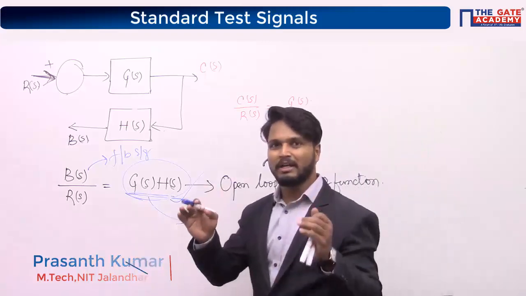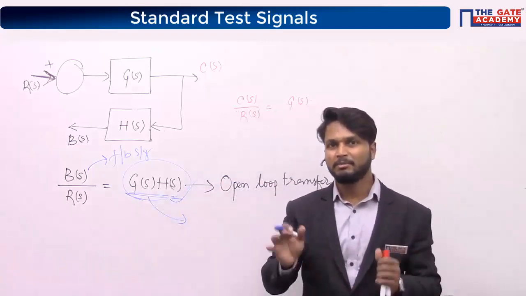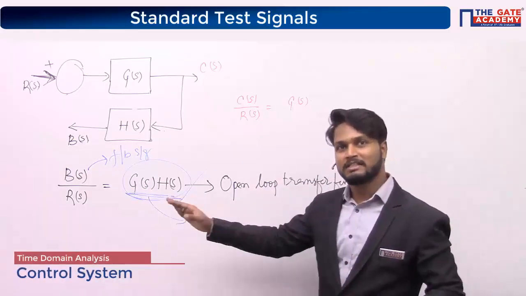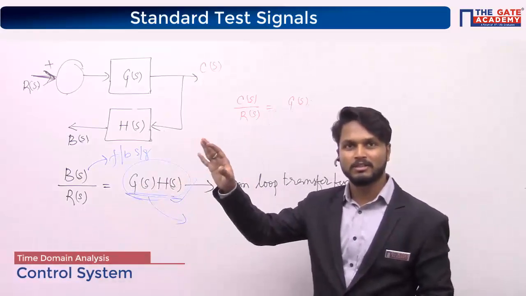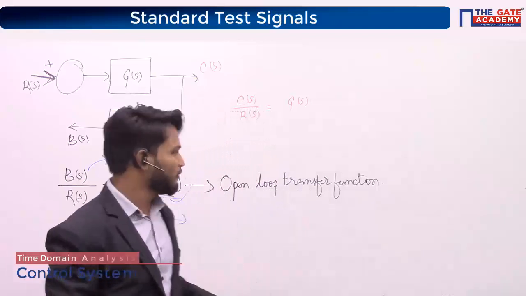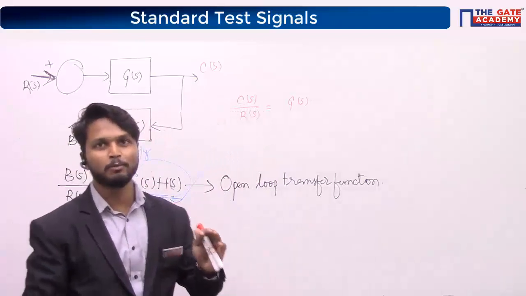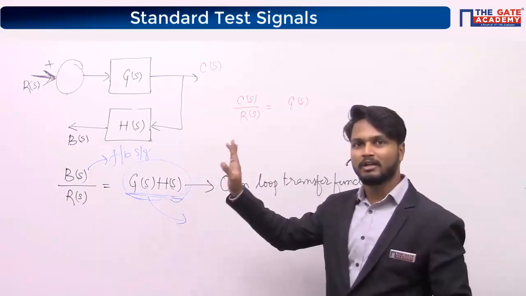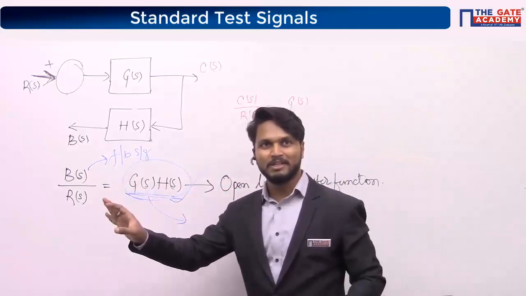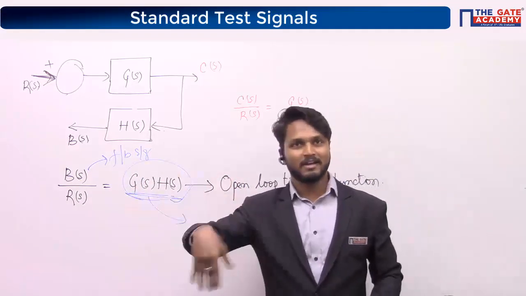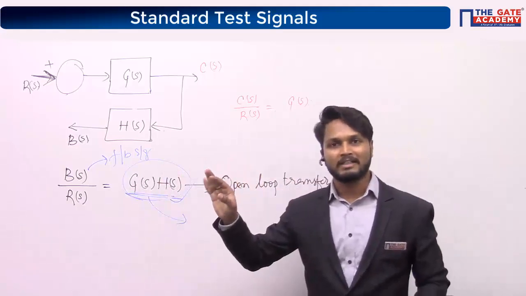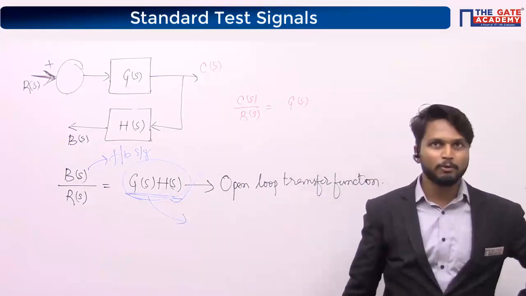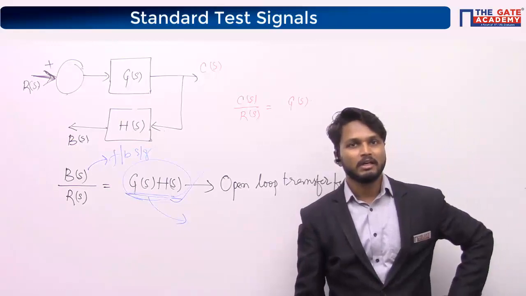So it might seem a little contradictory to you, but this is not the definition which I am giving. This is the definition given by control systems experts only. In whatever literature you see, you will find G of s, H of s as open loop transfer function. Trust me, this is not given by me, this is given by expert literature only. So wherever you see G of s, H of s, consider it as open loop transfer function throughout our control systems lecture. Is it fine?